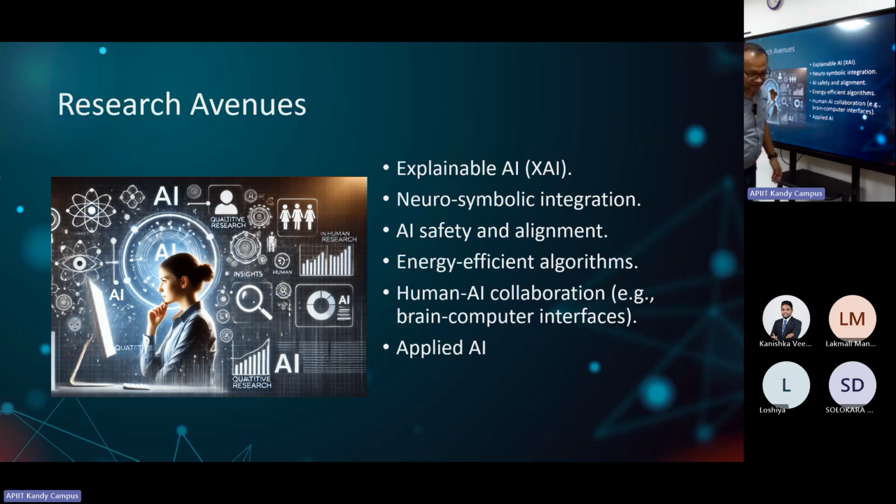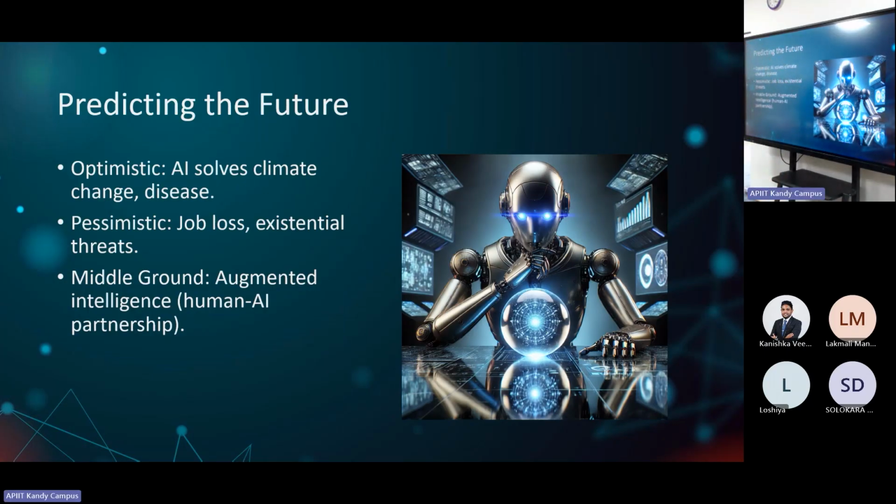And I think that's almost the last slide. So solve climate change problems, diseases, and all of this. You try to solve it using AI. Pessimistic is losing jobs, and existential threats, so AIs that are self-aware, like in that movie, that try to destroy you. Those kinds of things. And the middle ground is, of course, augmented intelligence. You have AI augmented in the real world with human supervision.